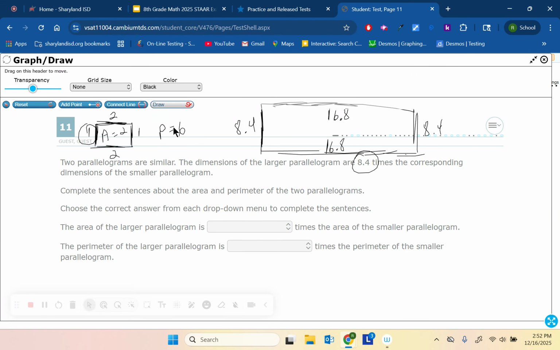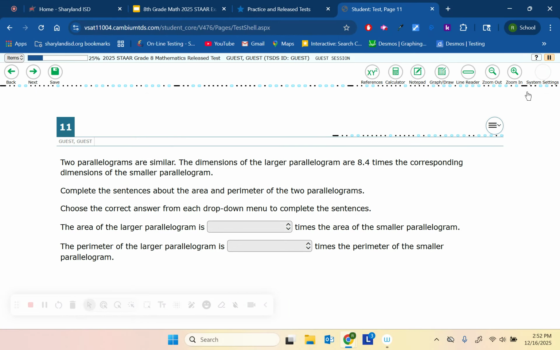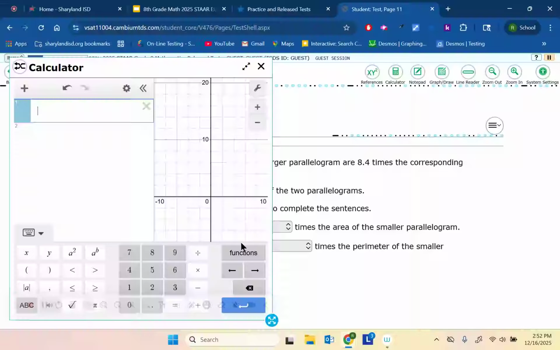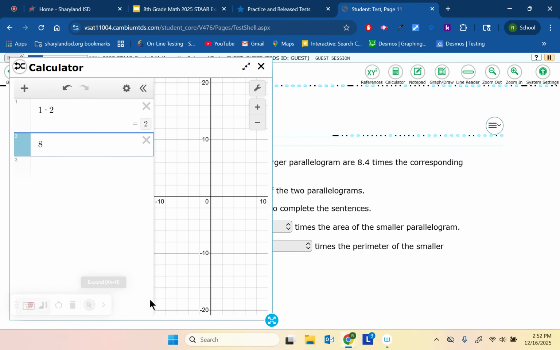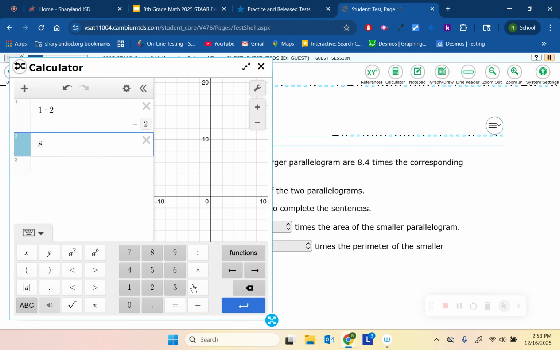Now I'm going to get me the new area. So the new area is 8.4 times 16.8. And you're going to see me work this out. Let me see if I can get to my calculator. Okay, so my original dimensions are 1 and 2. So that area is 2. Then 8.4 times 2, by the way, that's my 16.8. That's the dimension. That's why I get the double of the size here.